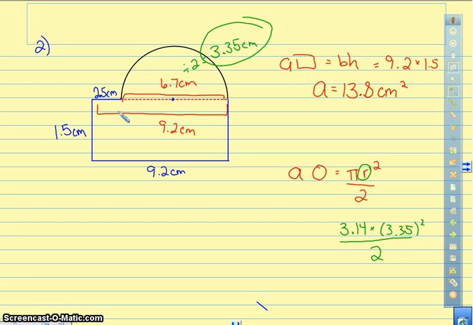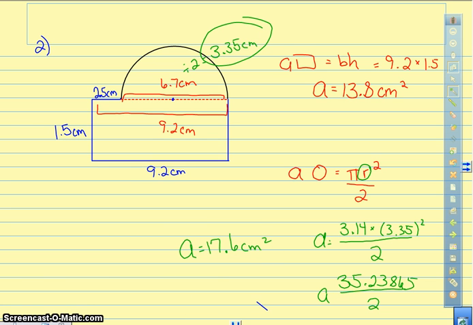So pi, 3.14, times 3.35 times 3.35 equals a total of 35.23865. Now I'm going to take half of that, so I'm going to divide that by 2. I'm going to bring this over here. So the area is 17. I'm going to round to the nearest tenth, 17.6 centimeters squared.